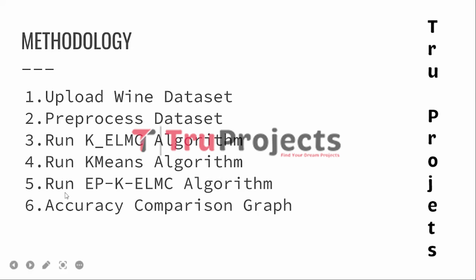And the fifth module is Run EPKELMC algorithm. This module utilizes the extreme learning machine clustering with ensemble pruning algorithm. It incorporates the concept of ensemble pruning and dimensionality reduction using principal component analysis. PCA reduces the dimensionality of the dataset by transforming the original attributes into a new set of uncorrelated variables.